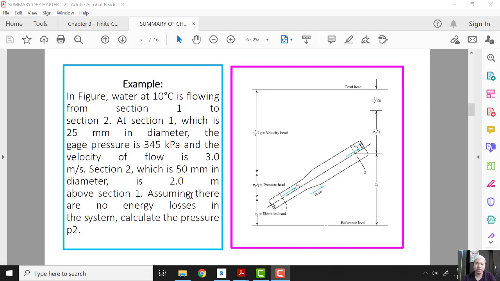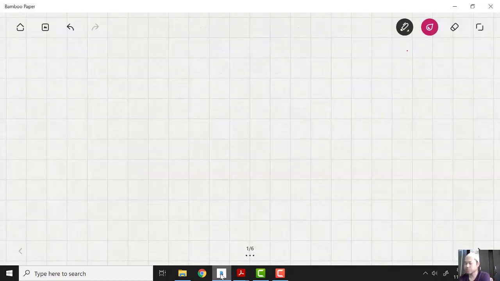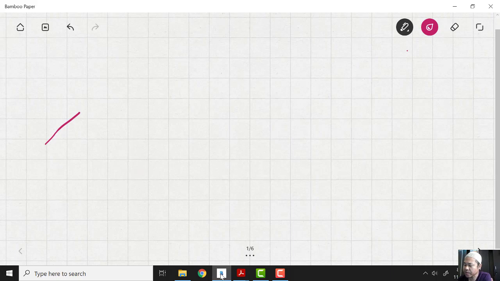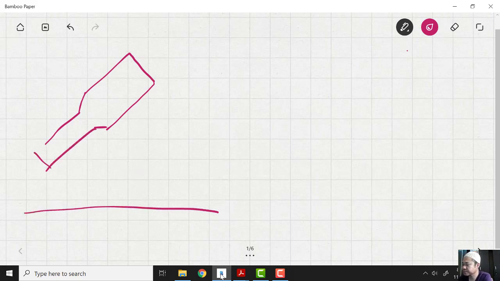Assuming there are no energy losses. The words no energy losses usually refer to the Bernoulli equation. In the system, calculate the pressure at point 2. Let's first draw the figure of the pipe. We have a pipe with a sudden expansion here, this kind of pipe, and we have a reference level here.